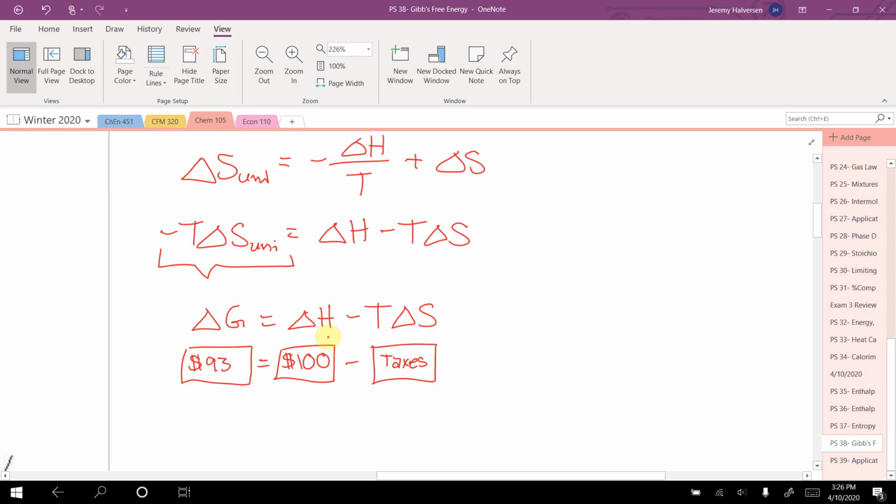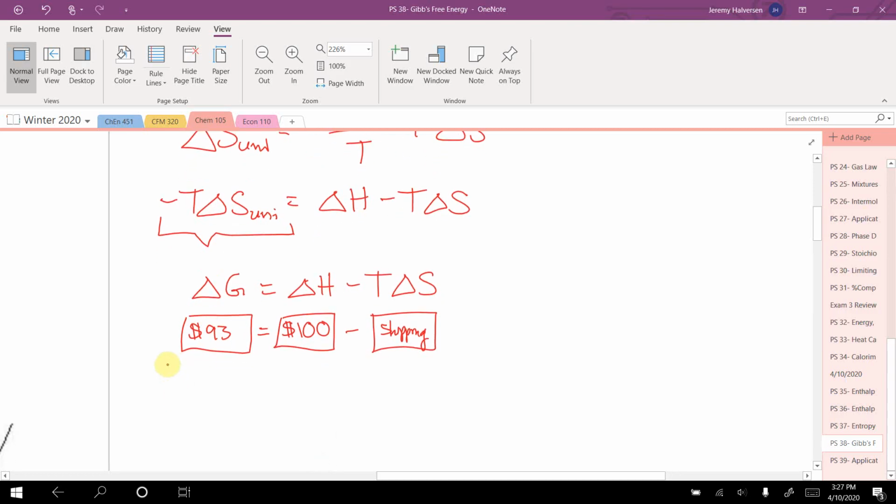Does that make sense? So we have a certain amount of enthalpy that we get out of our process. We lose some of that to taxes. You could also call this shipping if it's an online store, right? And so our actual amount of energy, or amount of money, that we can do stuff with is less than what you would predict because of the effects of entropy. We call this the free energy. Free meaning available.